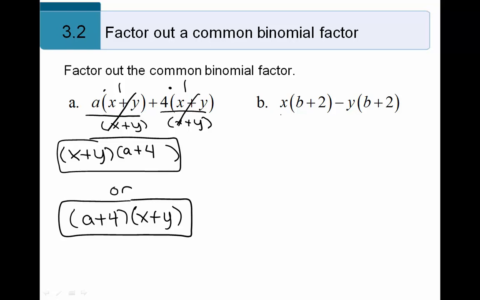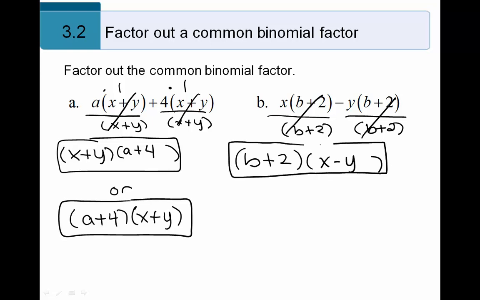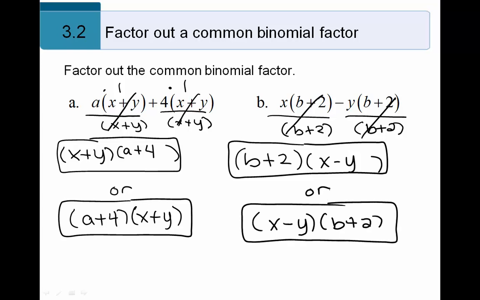B, our first term, x times b plus 2 minus y times b plus 2. Our greatest common factor, the binomial b plus 2, I'm going to pull it out. And then I'm dividing by b plus 2 to find my missing factor, x minus y. Or, because of the commutative property, it would be alright to write x minus y multiplied by b plus 2. I hope you're catching on.